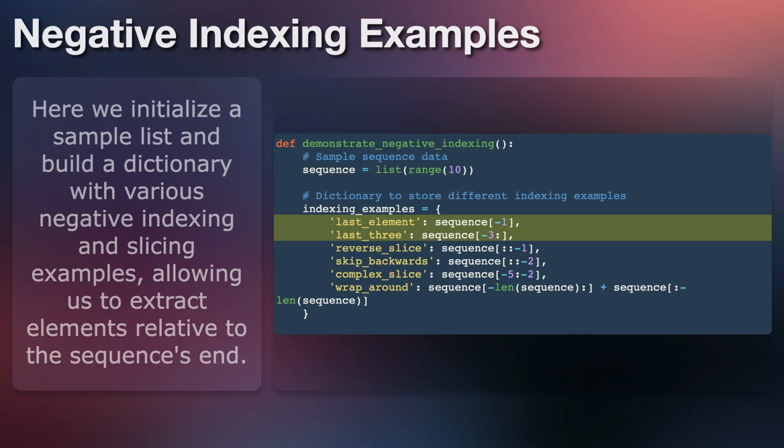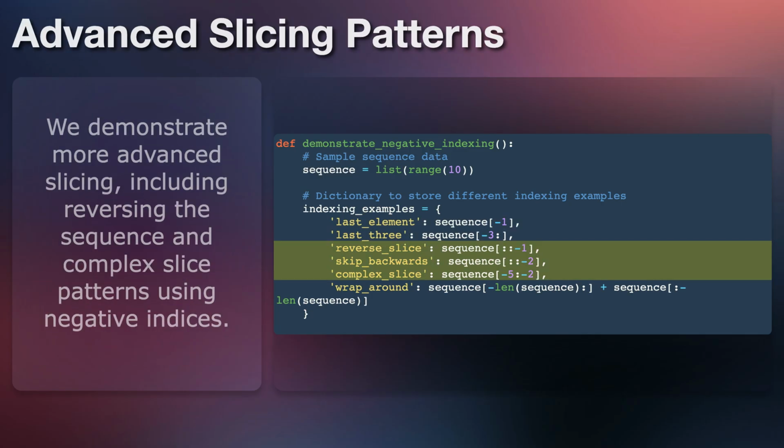Here we initialize a sample list and build a dictionary with various negative indexing and slicing examples, allowing us to extract elements relative to the sequence's end. We demonstrate more advanced slicing, including reversing the sequence and complex slice patterns using negative indices.